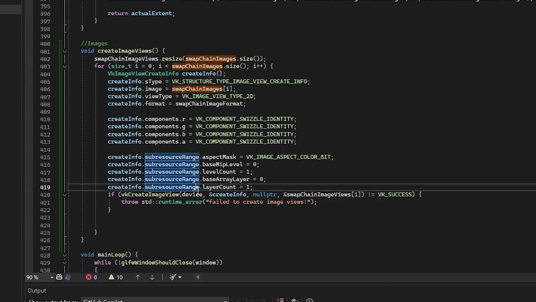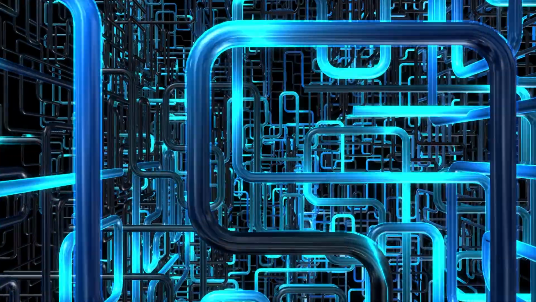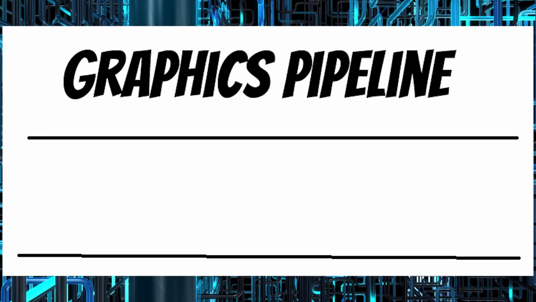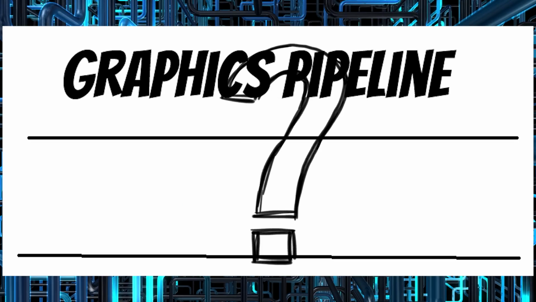But anyways, these swap chains, they need image views, which are apparently used for rendering. That is why I read about something called the graphics pipeline. It's like plumbing, but for pixels. And just like real plumbing, I don't know how it works.